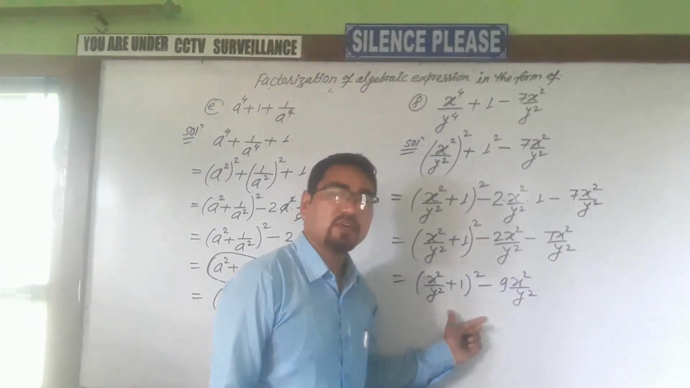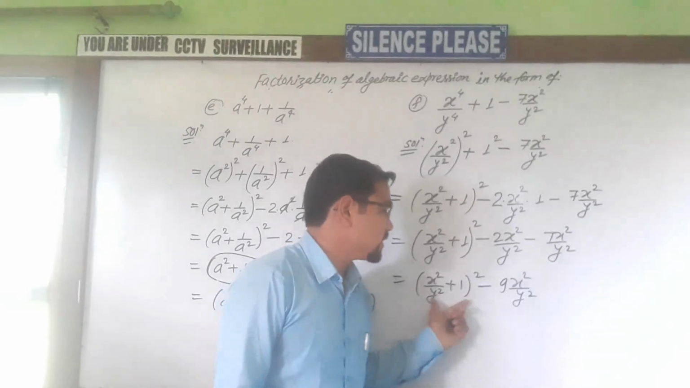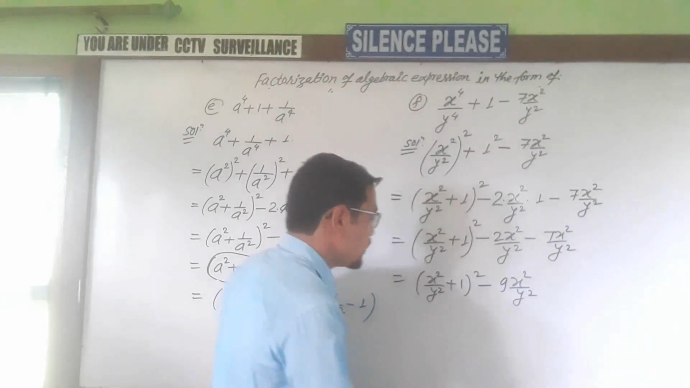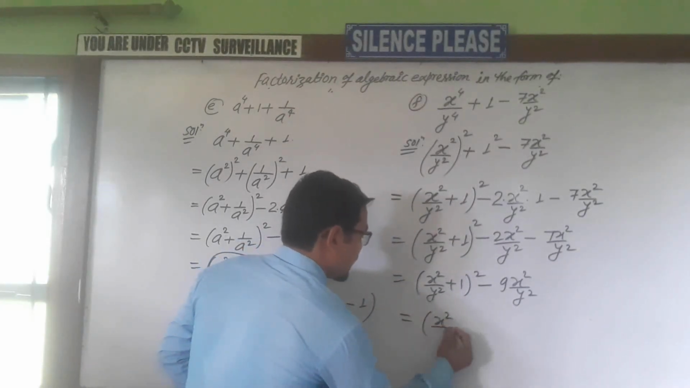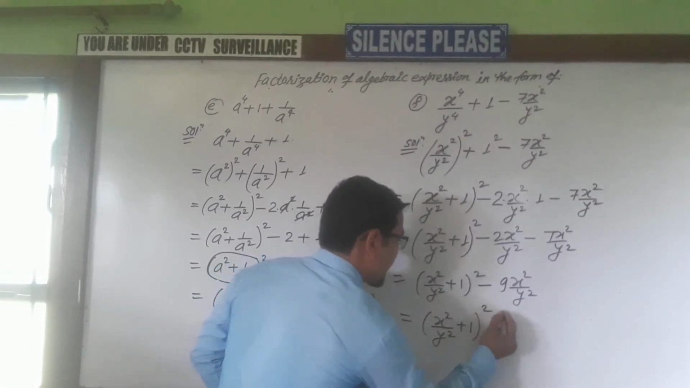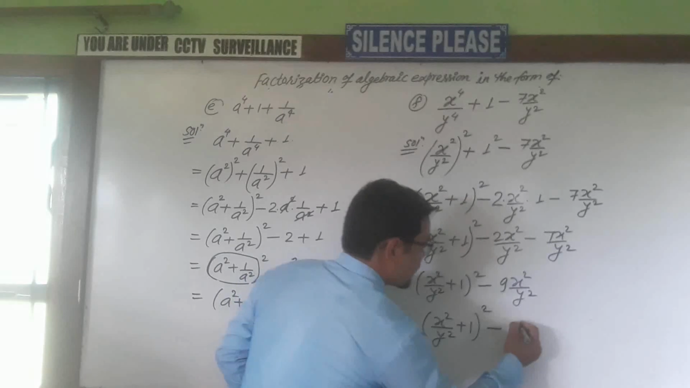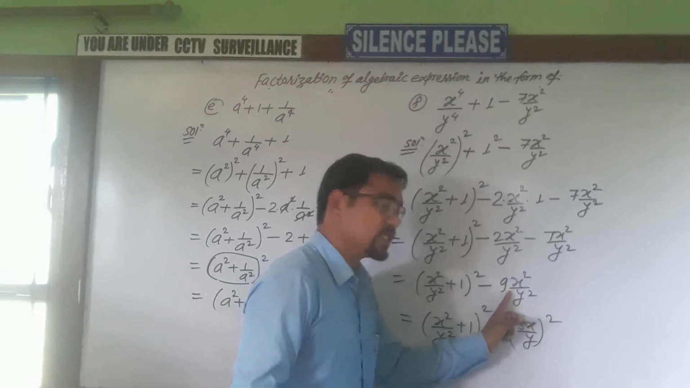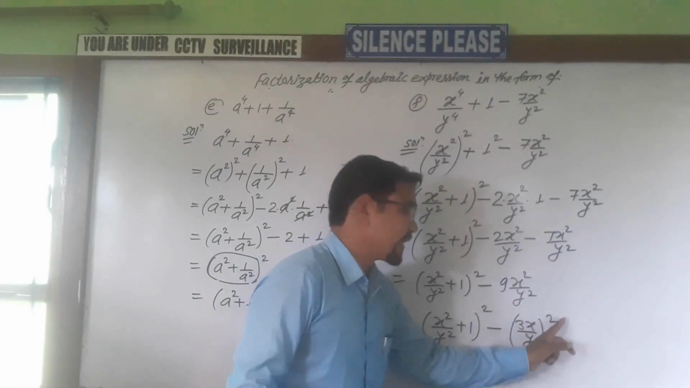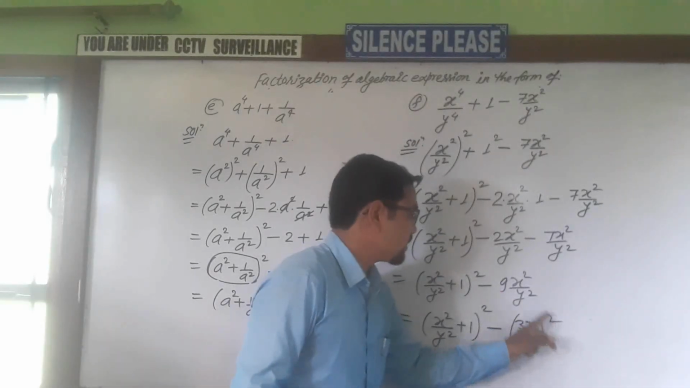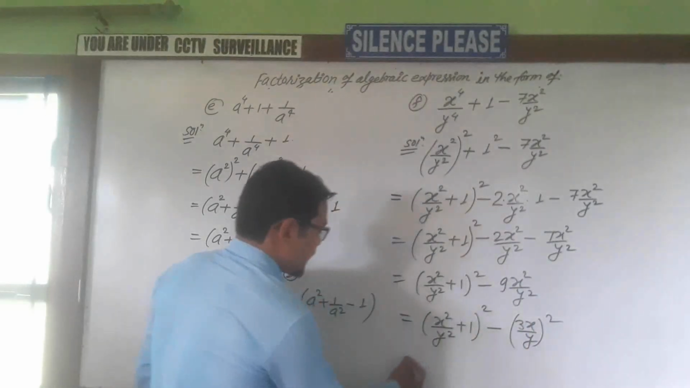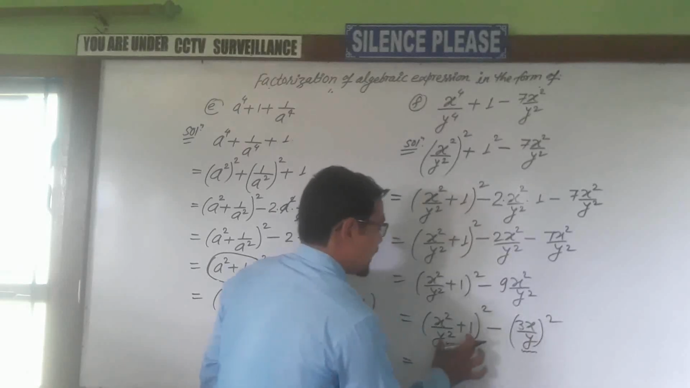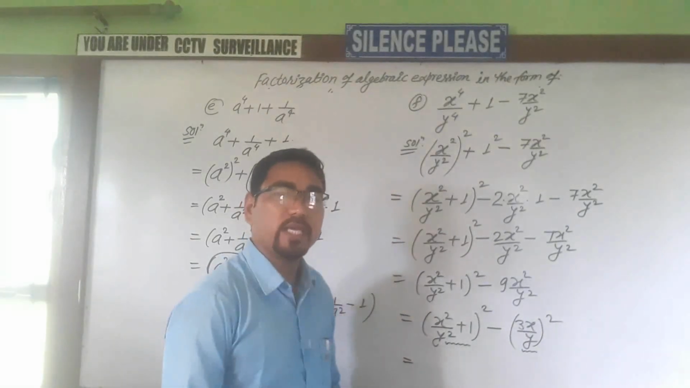Now finally we have to write it in the form of a² − b², so that we can apply the formula a² − b² = (a + b)(a − b). The a² is already made here, (x²/y² + 1)². The b² is 9; since 9 is a square number, we write (3x/y)², because 3² is 9, x² is x², y² is y².